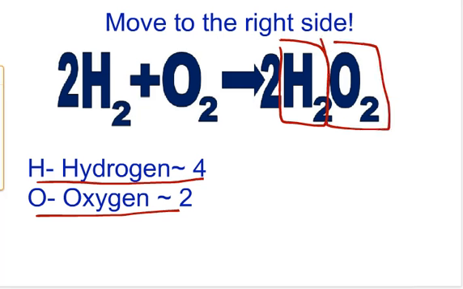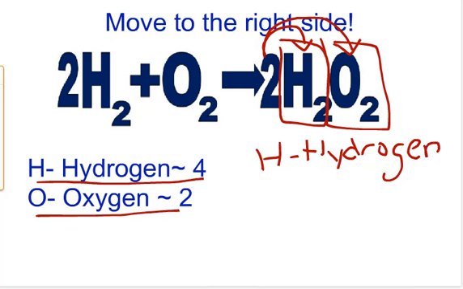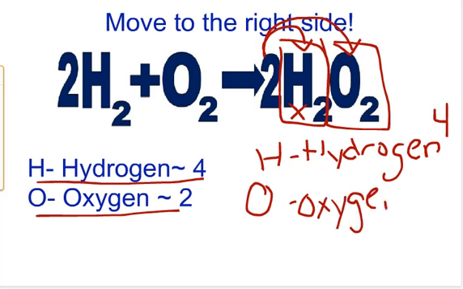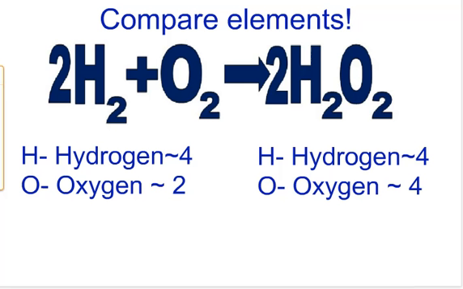But there's a 2 there, and there's nothing separating it. So that 2 is going to go to the H, and it's going to go to the O. So, hydrogen, there's 2, and we're going to multiply it times 2. So there are 4 hydrogen atoms on the right. Now we need to look at oxygen. There is the big 2, and then we have our little 2, so there are 4 oxygen atoms on the right. Now we need to compare.